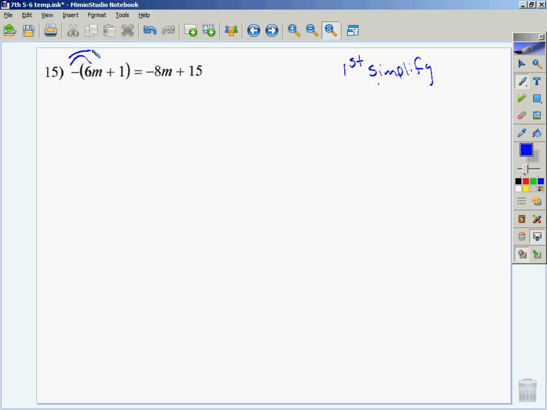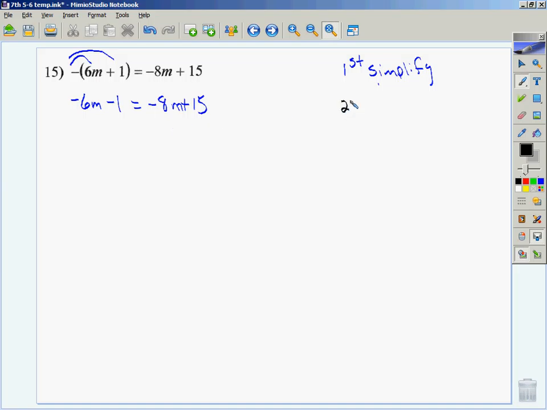I'm going to distribute this negative through the parentheses. A negative times a positive is a negative. And there was nothing I could really do on the right-hand side of the equal sign. There isn't anything else to simplify. M's and 1's won't go together. M's and 15 won't go together.